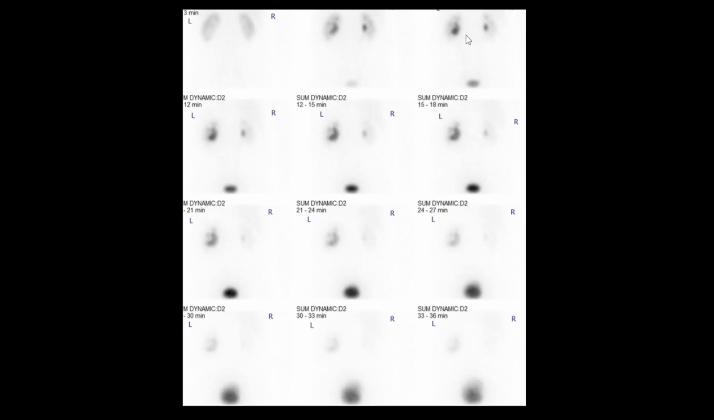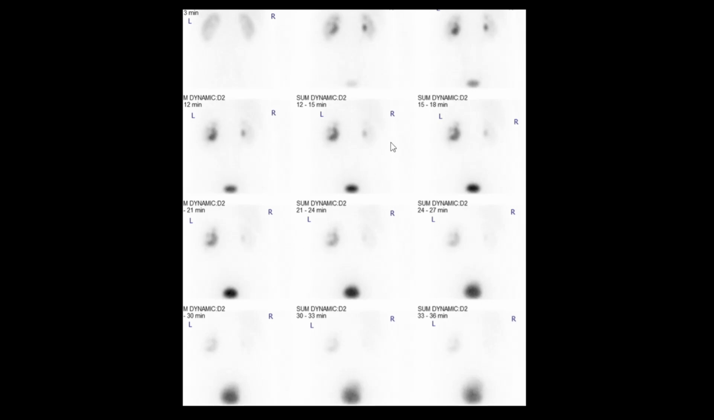So we can see that there's activity accumulating in the patient's renal pelvis on the left. There's a normal renal pelvis here on the right. Quite a lot of activity there, quite a lot of activity still. Is the left renal pelvis obstructed? Does the patient have PUJ obstruction? Well, no, it clears away, as you can see in the later part of the examination.